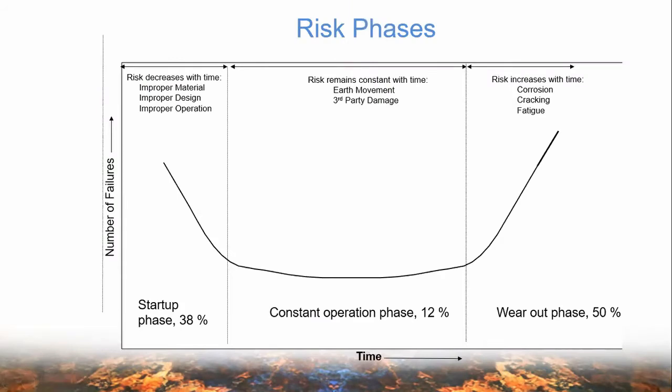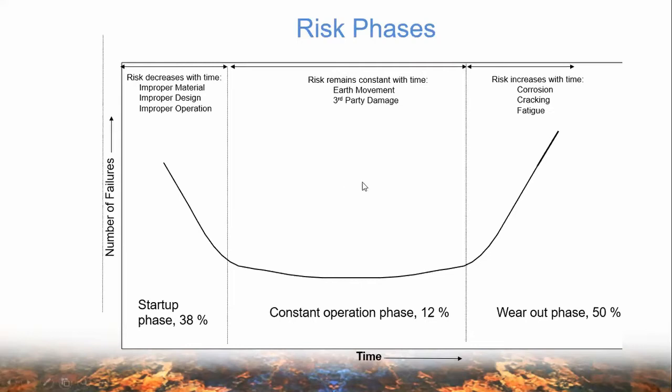Fortunately, these risks do not occur simultaneously, but at different times during the life of the pipelines. If we plotted the number of failures versus pipeline lifetime, it would have a boat-like appearance with three distinct phases. At the beginning, the risk is high, but it will decrease with time as we optimize material, design, and operating conditions or operational conditions.